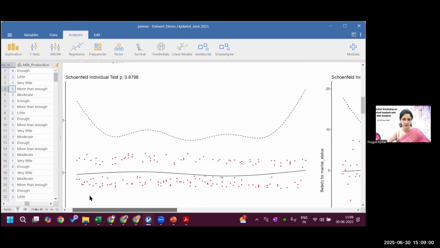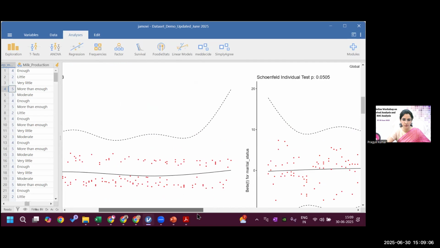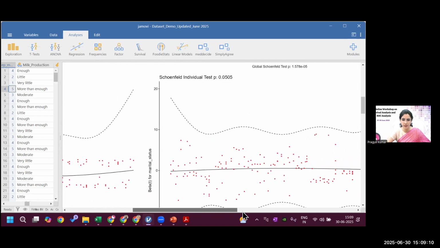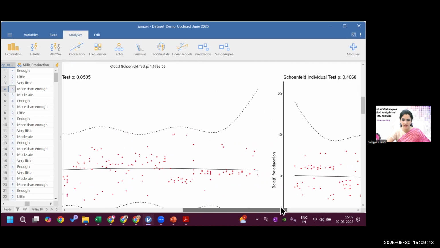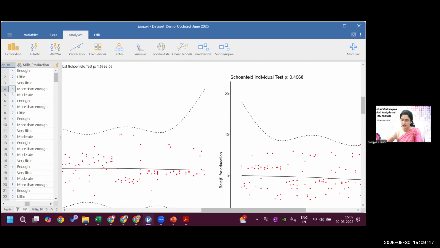Now you can see, this is 0.8 for gender. Again, if I move towards the right, this is 0.05 for marital. We cannot take marital. This is 0.4 for mother's education. So for gender and education, the proportional hazard assumption is met.